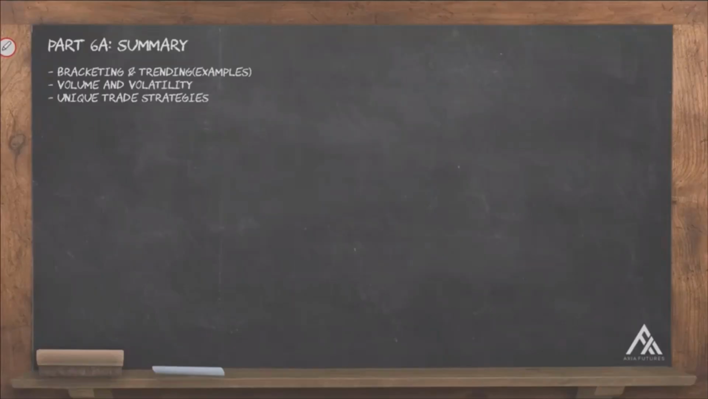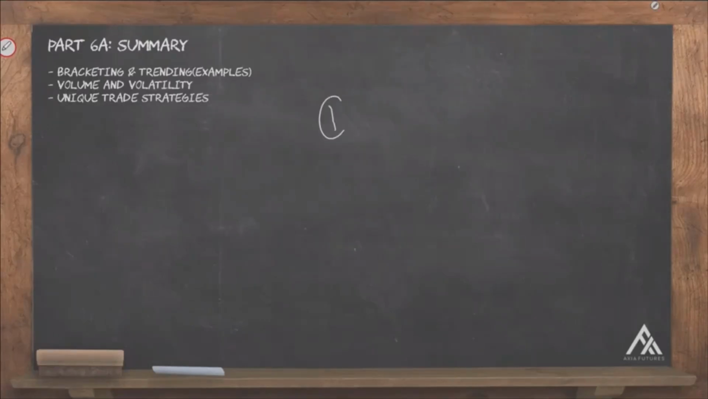So welcome to part 6A summary. We're going to talk firstly about bracketing and trending. We went through a couple of very nice examples. I showed you what we mean by bracketing and trending and how we move between bracketing and trending. So the first thing we're going to go through is, what were the three types of ways or methods in which a market can move from bracketing to trending.